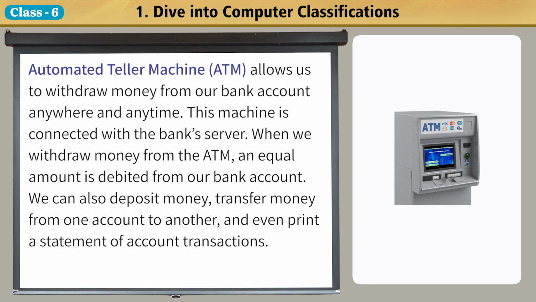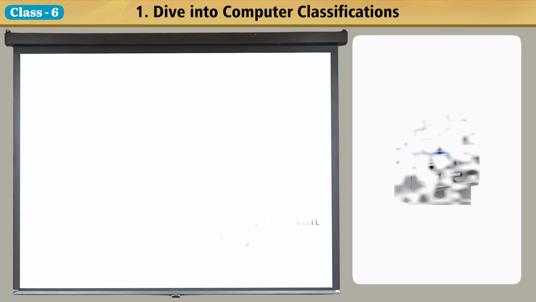Automated teller machine (ATM) allows us to withdraw money from our bank account anywhere and anytime. This machine is connected with the bank's server. When we withdraw money from the ATM, an equal amount is debited from our bank account. We can also deposit money, transfer money from one account to another, and even print a statement of account transactions.